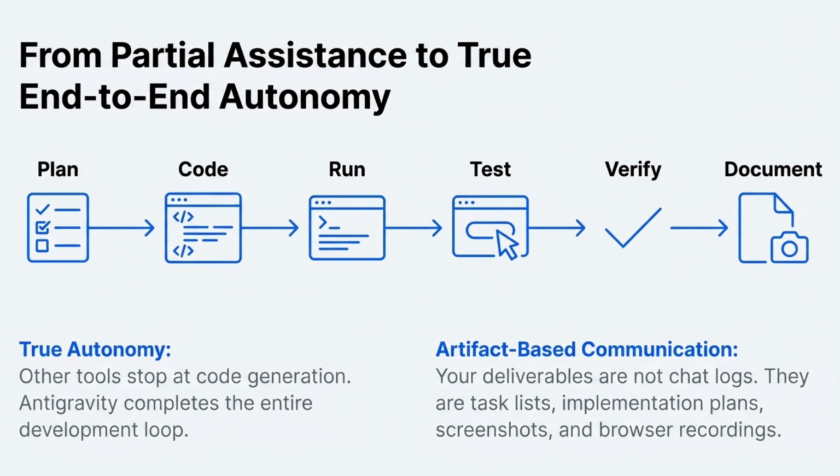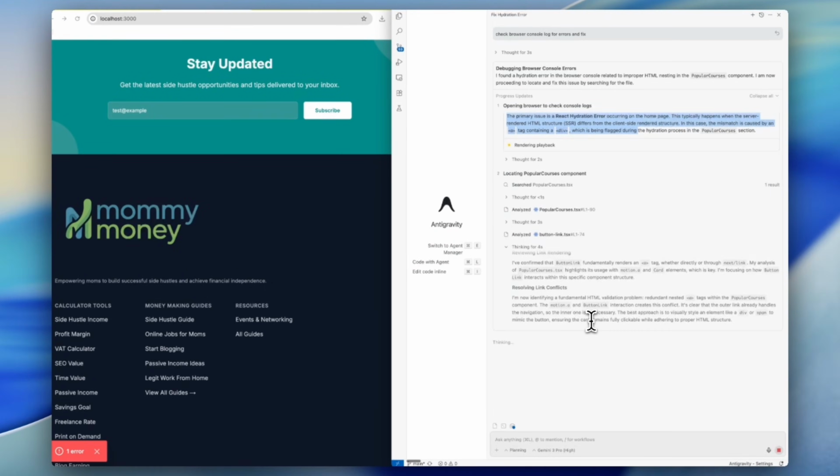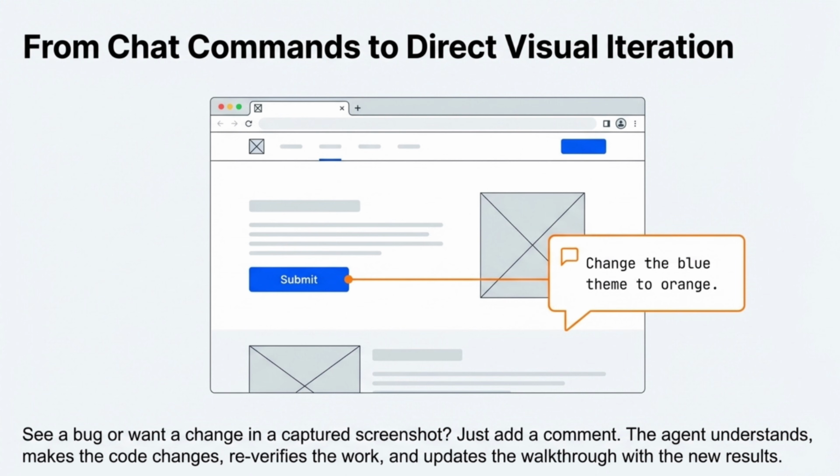Number three is artifact-based communication. So instead of chat logs, you get task lists, implementation plans, screenshots, and again, browser recordings as deliverables. This is a plus in any project, whether you're working solo or handing this off to a team. Number four is comment-based iteration. See something wrong in a screenshot, add a comment like change the blue theme to orange, and the agent makes changes, re-verifies, and updates the walkthrough.